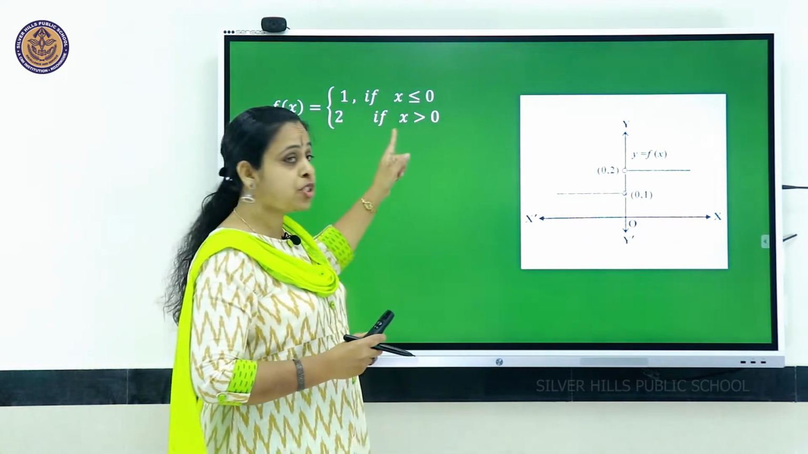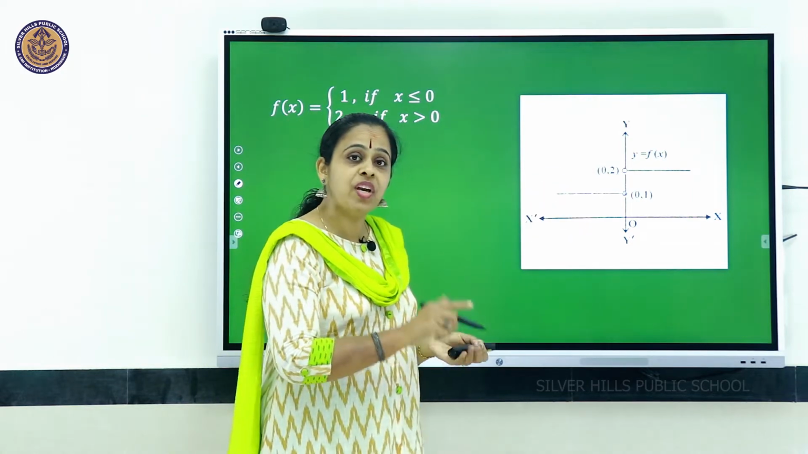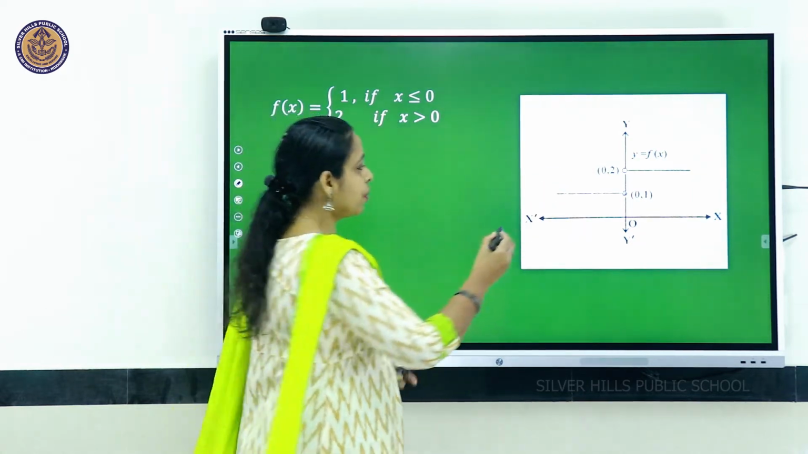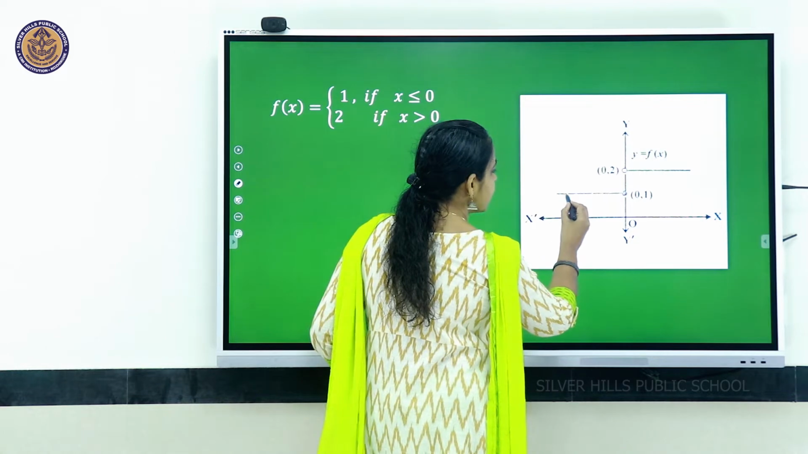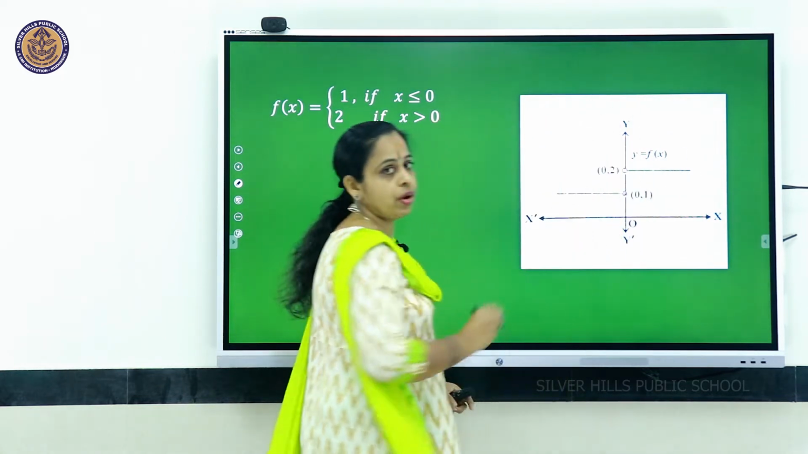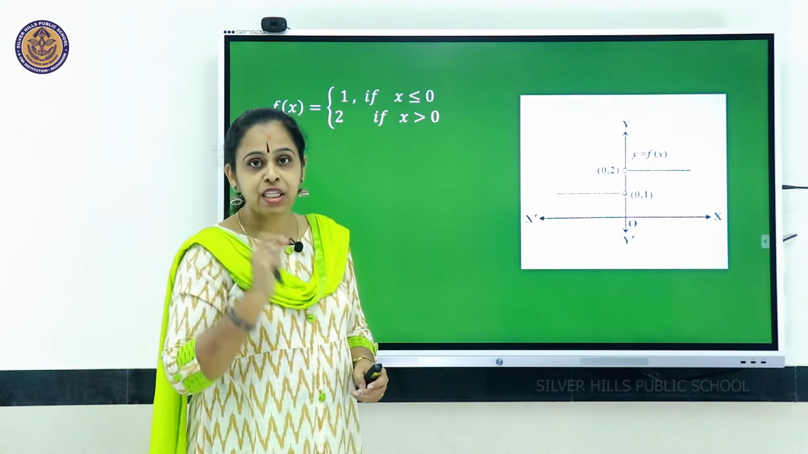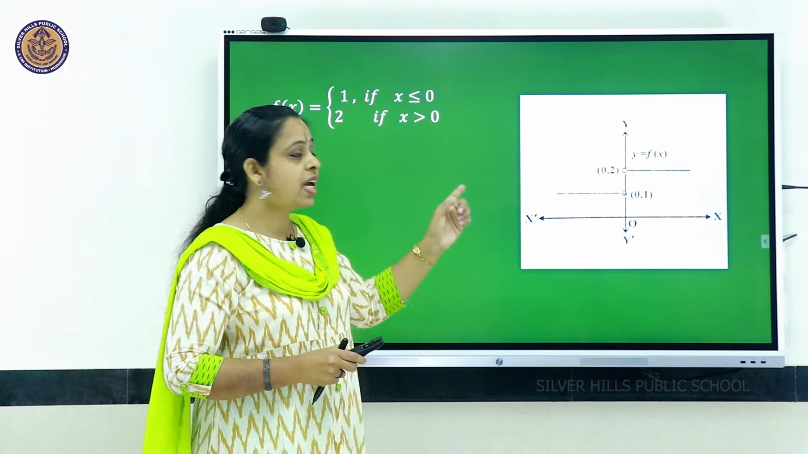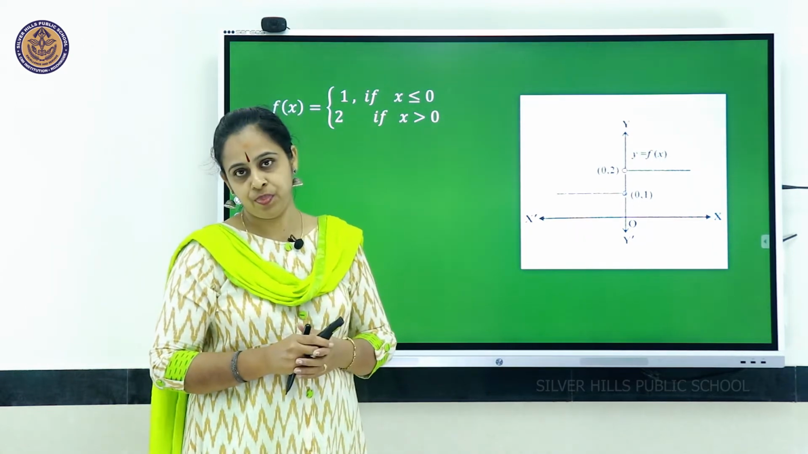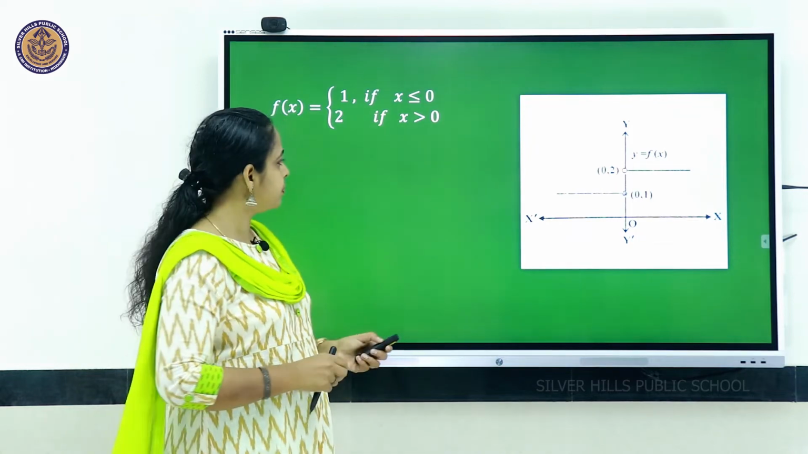Here the real line is broken at the point 0, and at that point we are lifting the pen. From here we are drawing continuously, then lifting the pen, then again drawing. That means it is having a discontinuity at the point x equal to 0. Clear? Let us see one more function.